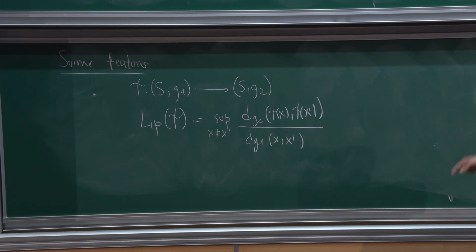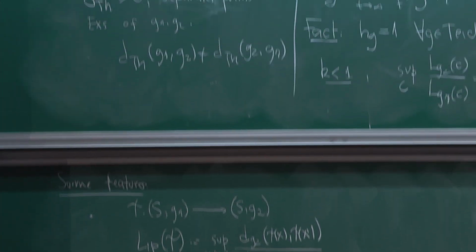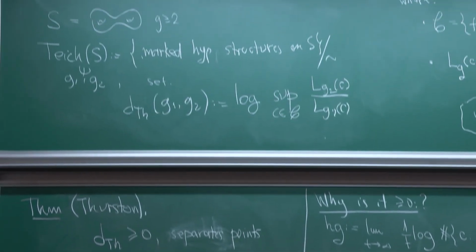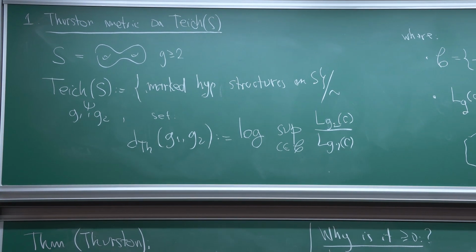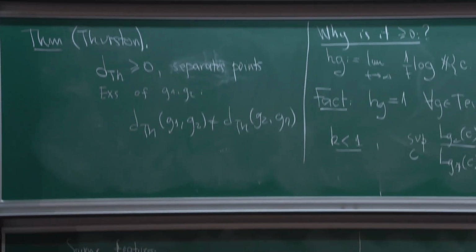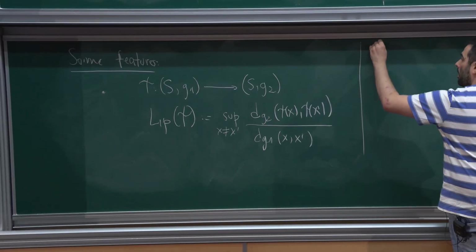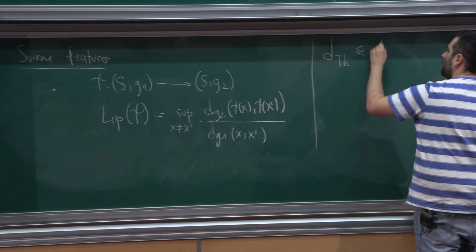And so if psi is isotopic to identity, you see that this number has to be less than or equal than this, right? So in particular, if you compute all possible Lipschitz constants of maps isotopic to identity, then you get an upper bound for this. What I want to say is that d_Th is less than or equal than d_Lip.